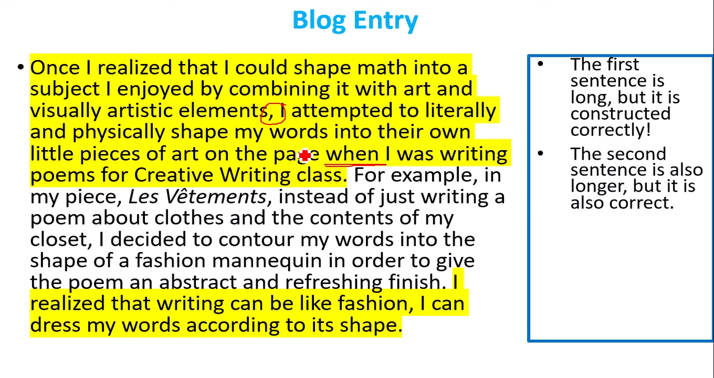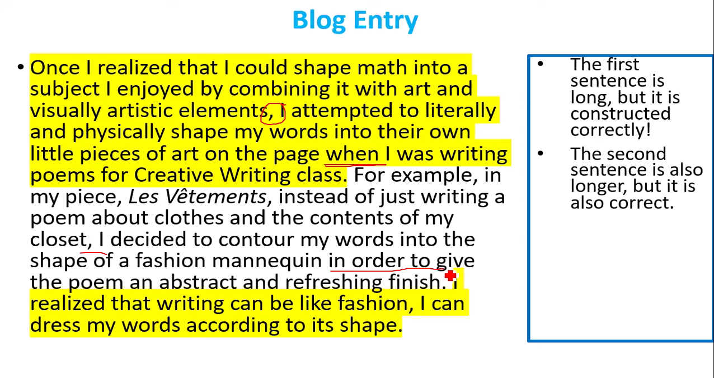The second sentence is also longer, but it's also correct. We have "for example," and then the comma, then "her piece. Instead of comma, I decided to contour in order to give the poem an abstract and refreshing finish."